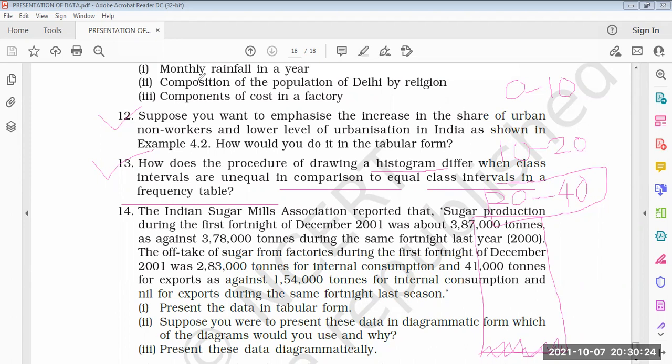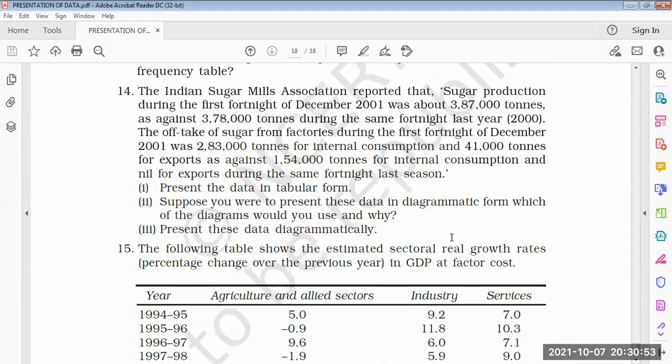In multiple choice questions also this question came. In a bar diagram, the same width will always be there, in all cases. But in the case of a histogram, you can increase it proportionately, depending on the class interval. In that way, you can adjust different class intervals. Did you understand? Yes, sir. Now the next one, the 14th one.